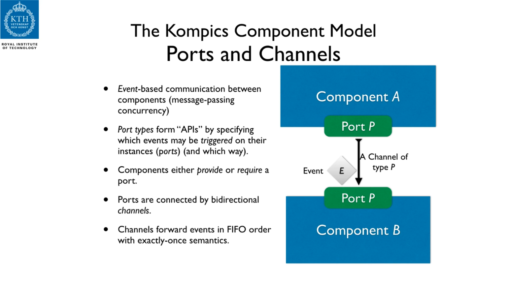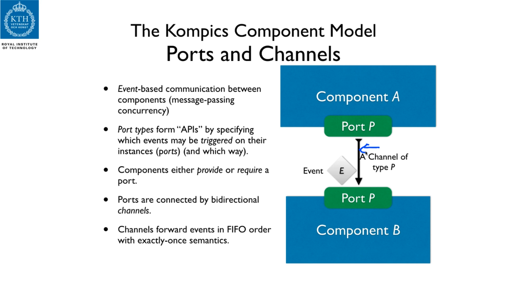Such instances are created on components by either providing or requiring a port type, as is shown here in the example, by having the port either on the bottom, like here, which would be a required port, or at the top, like here, which would be a provided port. The ports themselves are connected by bidirectional channels, which are also typed with the type of the port. All right, so this arrow here is a channel. And channels simply forward events in FIFO order with exactly-once semantics.